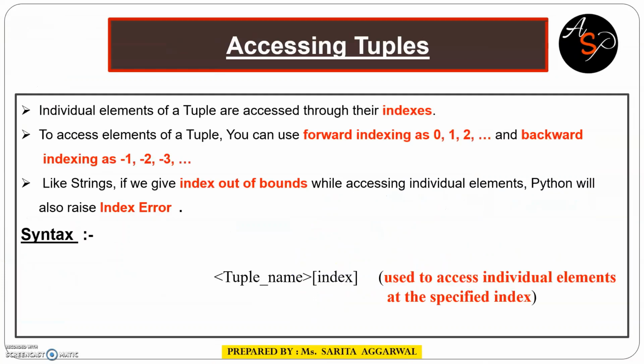Next one is how we can access tuple elements. We can access the tuple elements through their indexes, and to access the elements of a tuple we can use forward indexing as well as backward indexing. Forward indexing starts from 0 and goes up to length -1, and backward indexing starts from -1 up to minus length. Like strings, if we give an index out of range when we access individual elements, then Python will raise an index error.